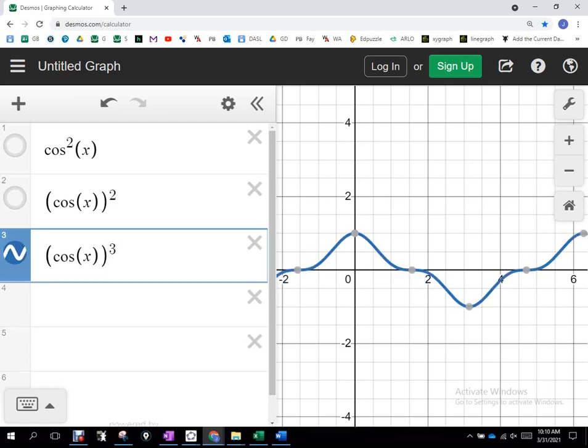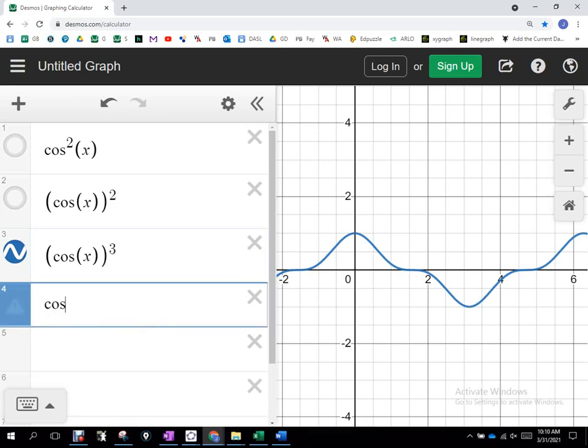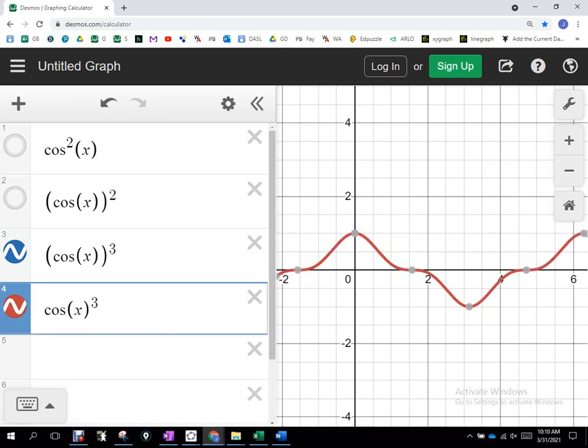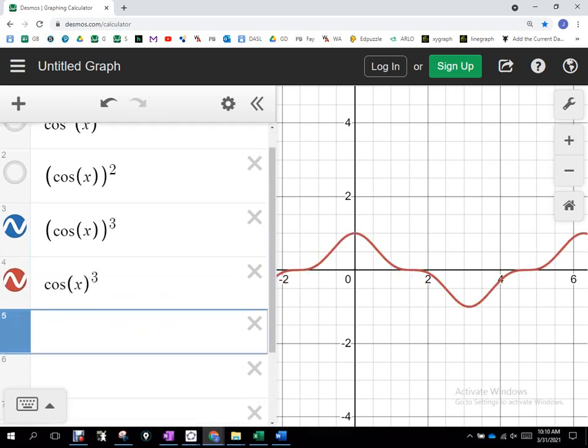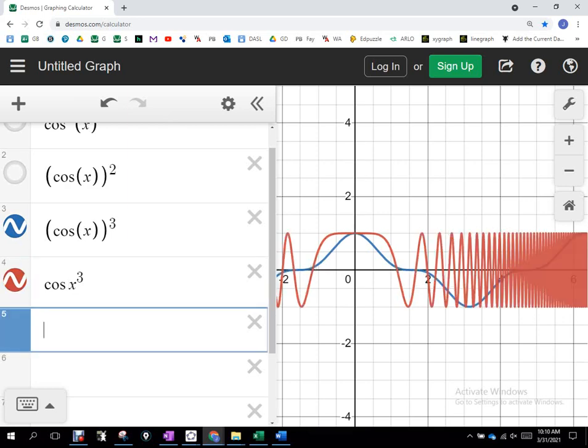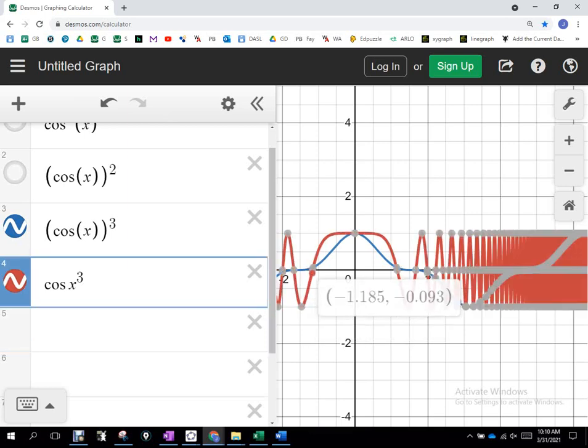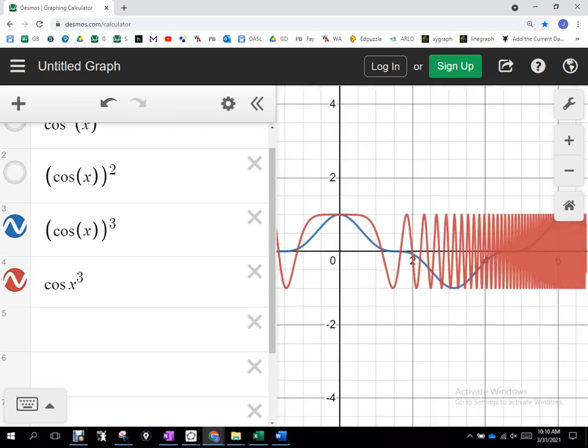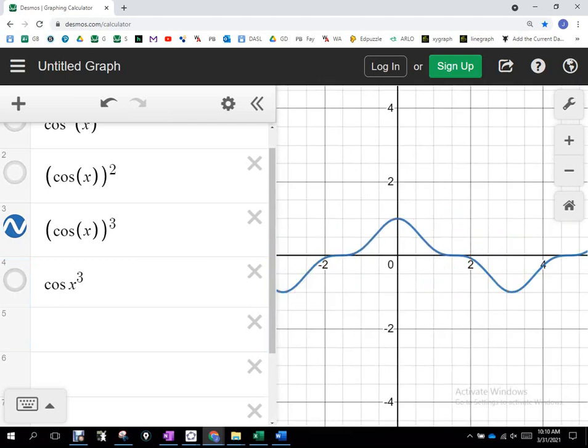Now, if I go cosine x and raise it to the third that way, that is okay. I don't necessarily need the exponent or the parentheses, but I would just be cautious of that. Because if I do it that way, it does know how to address things without the parentheses around the argument, and now I'm looking at that red function instead of the blue one. Does that kind of make sense, everybody? So just understand that notation.